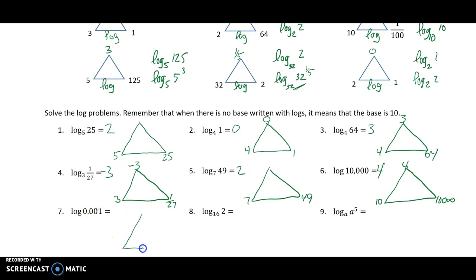And this one right here, we've got, again, no base, so remember that that's a 10. And then we got 0.001, or you can think of this also as 1/1000th. So I know if it's down the bottom, I got to be negative, so it should be negative 3.